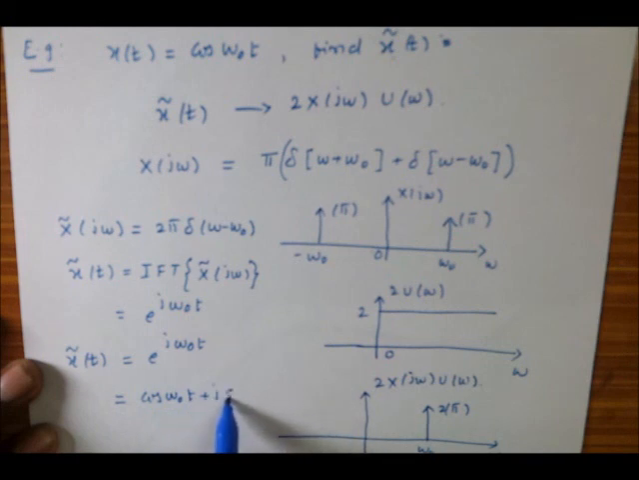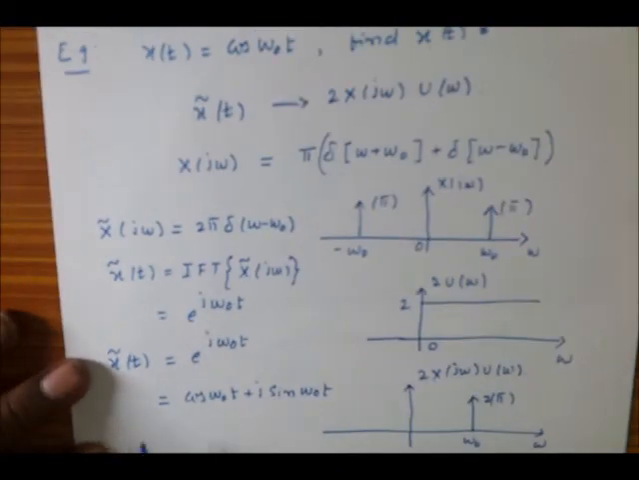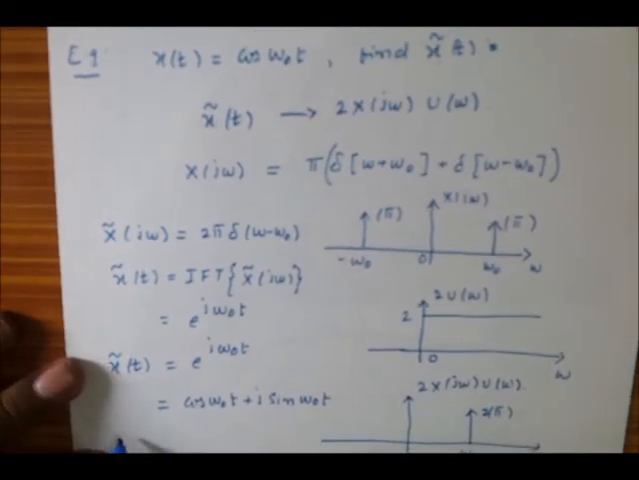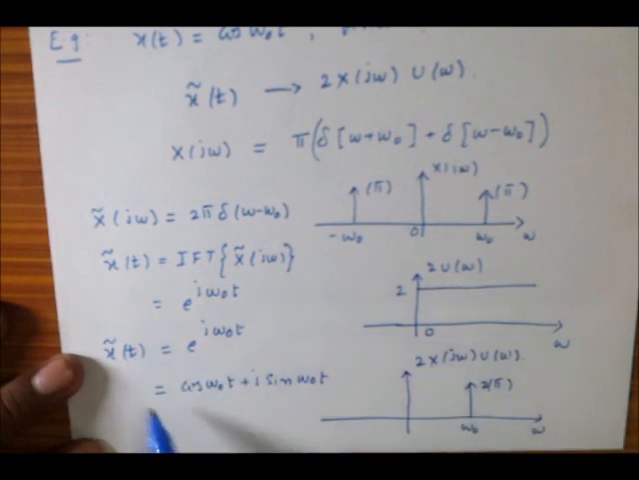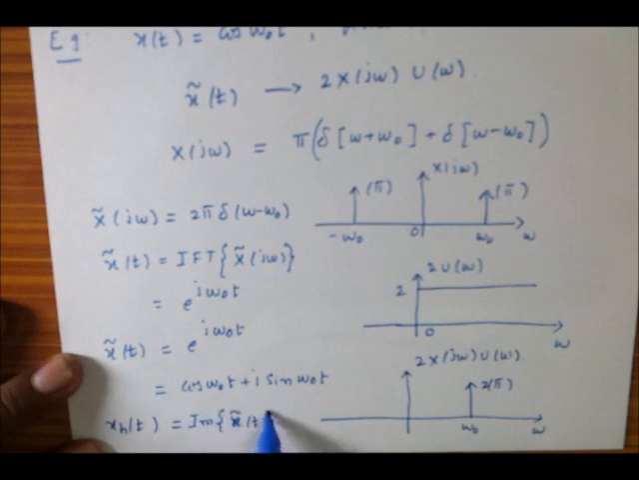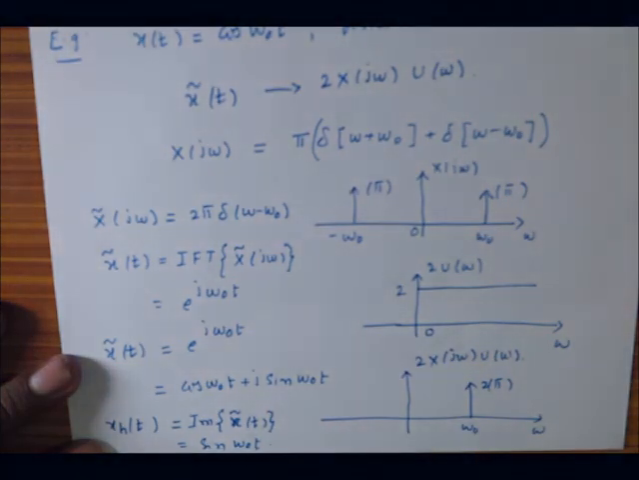Obviously we have seen that cos omega naught t, the original signal, is the real part of x tilde of t. So what will be xh of t for this signal? xh of t will be equal to the imaginary part of x tilde of t, and that is nothing but sin omega naught t. Okay, sin omega naught t. So let us see one more example.